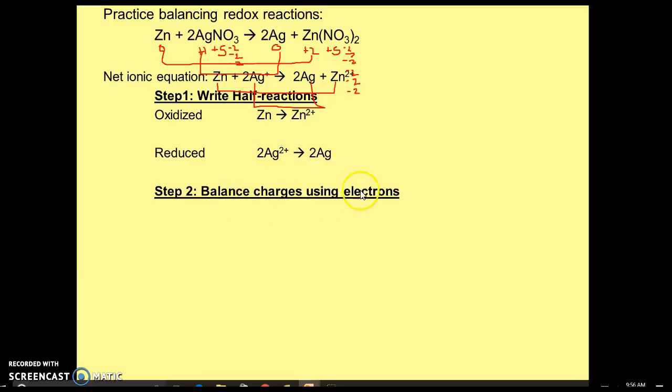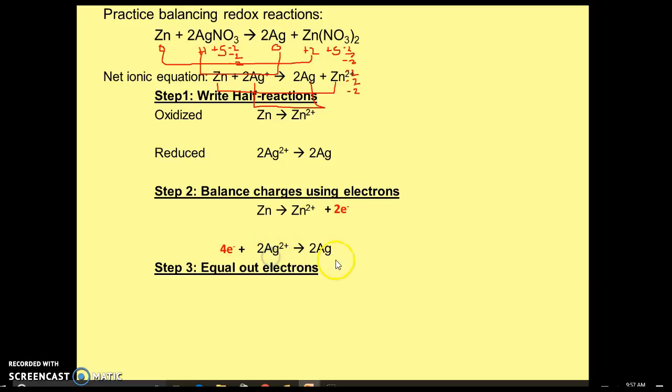Second step is to balance charges using electrons. We have a +2 charge here, a 0 charge here, so we have to add 2 electrons to this side to make it 0. Silver, we have 2 of these, so we have a +4 here and a 0 here. So we have to add 4 electrons because we got 2 of these. Now we have to pay attention to the coefficients. We have 2 here and 4 here, so we want to make this into a 4. So we times everything by 2: 2 zinc, 2 plus, and 4 electrons.